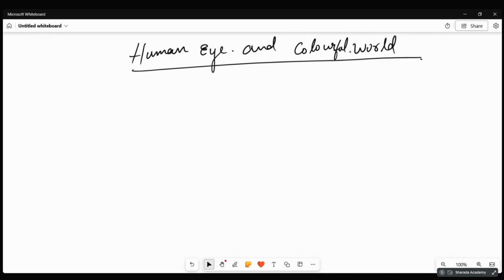How far can a normal eye or a healthy person see? Until infinity. And how near can the eye see? That is 25 centimeters. If any object is nearer than 25 centimeters, what happens? It looks blurred. It is blur in nature, so it will not be so clear.